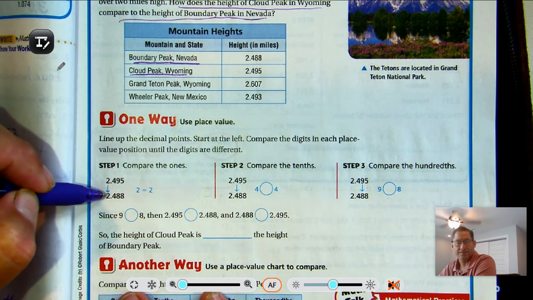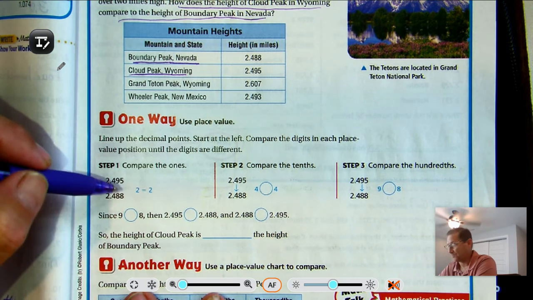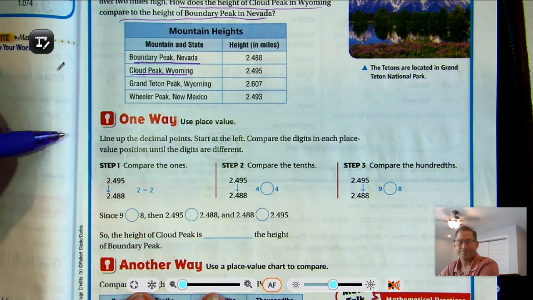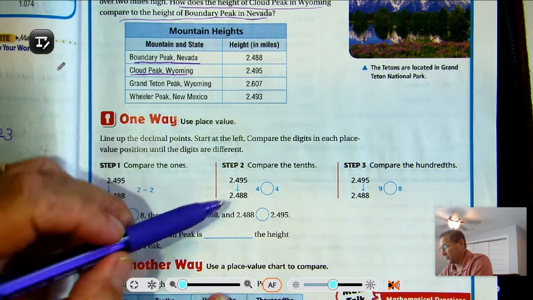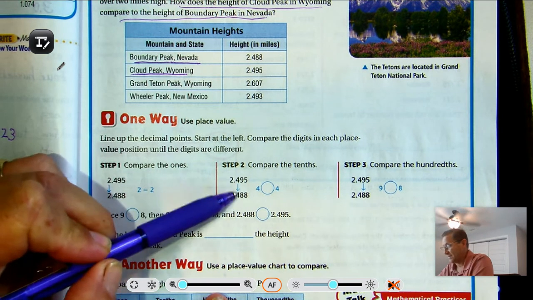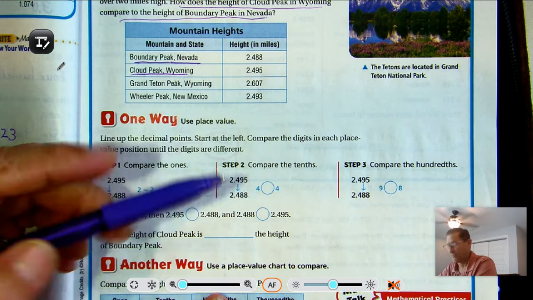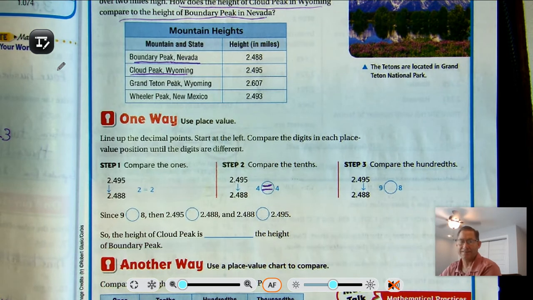So the first step is to compare left to right. Let's compare the ones. That's the biggest place value in this number, and they're both twos. Well, that doesn't help us at all, right? So let's move to the digit to the right and compare the tenths. Oh, they're both fours. So 4 tenths equals 4 tenths. That's still not going to help us. All right, let's keep going.